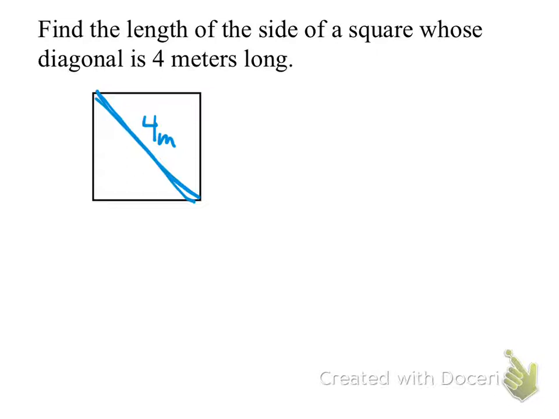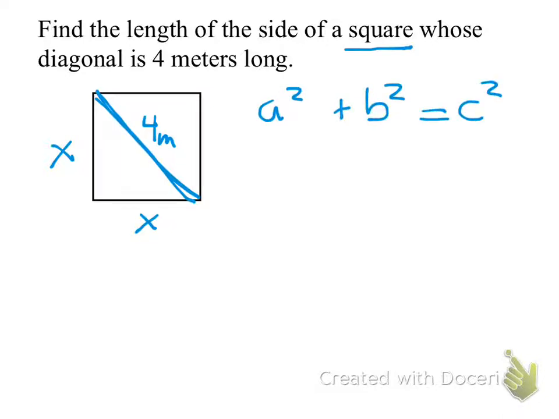And then what am I going to call this side? X. And this one? X. How do you know that they're both x? Because a square is equal on all sides. Right, a square is equal on both sides. So they're telling us that these are the same, and because it's a square, they have to be the same. So now I use my a squared plus b squared equals c squared. I substitute in x squared plus x squared equals 4 squared.